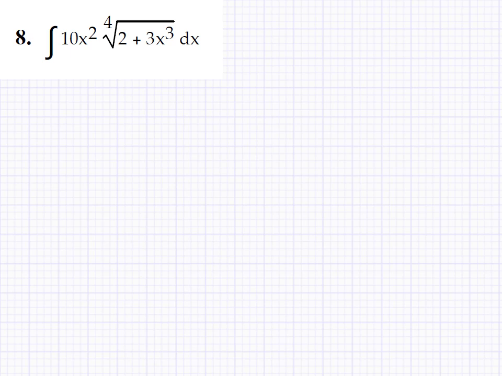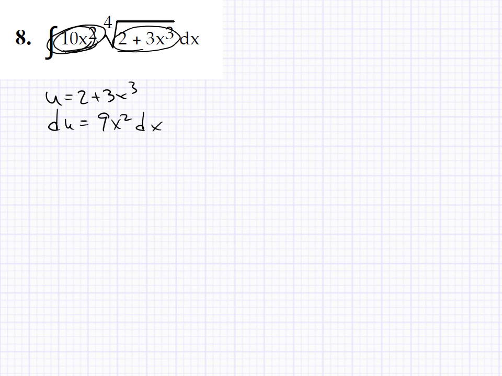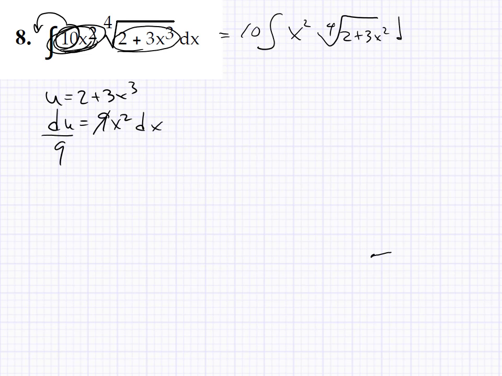Okay, let's look at this one. Another substitution. You got to recognize these as substitution because you see a function and that function's derivative inside the integral. So if I let u equal 2 plus 3x cubed, the derivative is going to be 9x squared. Now I got a 10x squared instead of a 9x squared, but we can make that work. So this 10 is a constant multiple that I can pull out, and this 9 is a constant multiple that I can divide. So if you look at this, if I pull the 10 out, I have x squared times the 4th root of 2 plus 3x cubed dx.